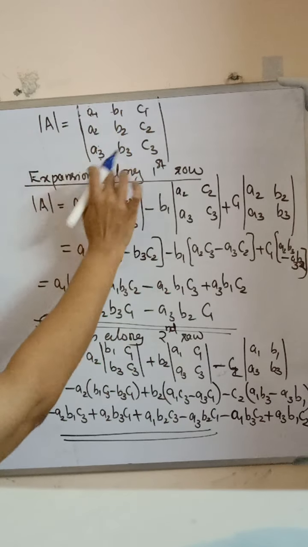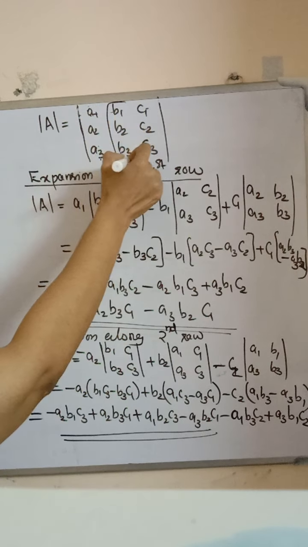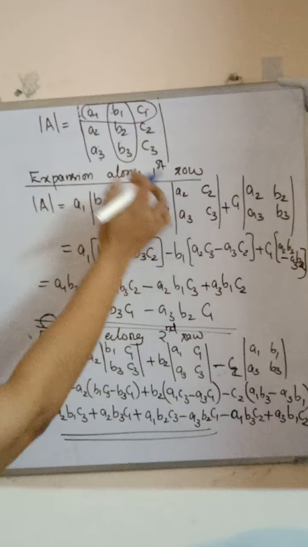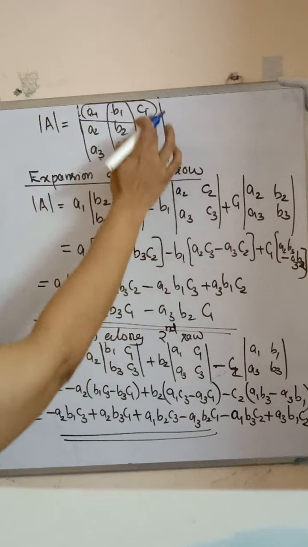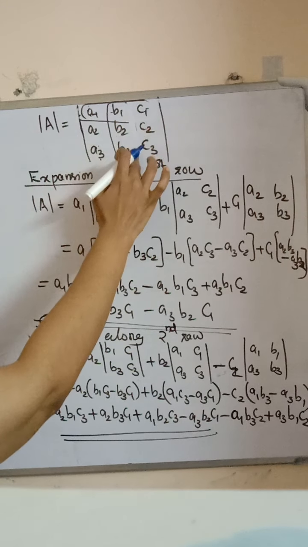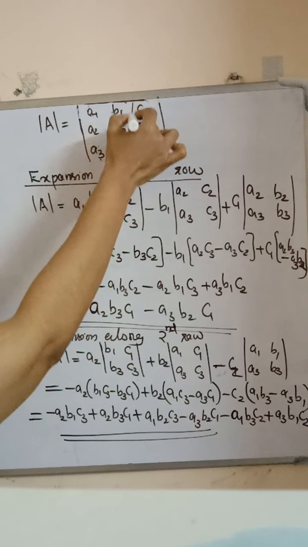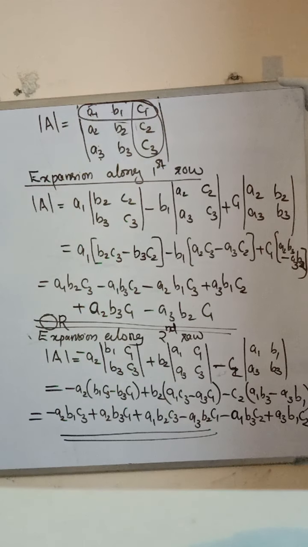Minus the second element of the first row, which is b1, into a determinant. This determinant is obtained by deleting the column of b1 and the row of b1, so we get a2, c2 and a3, c3. Plus c1 into the determinant obtained by deleting the column and the row in which c1 belongs, so we get a2, b2 and a3, b3. So this is the determinant expansion along the first row.